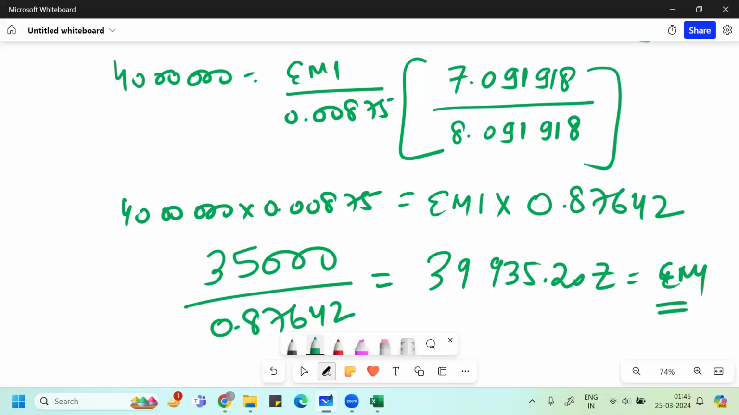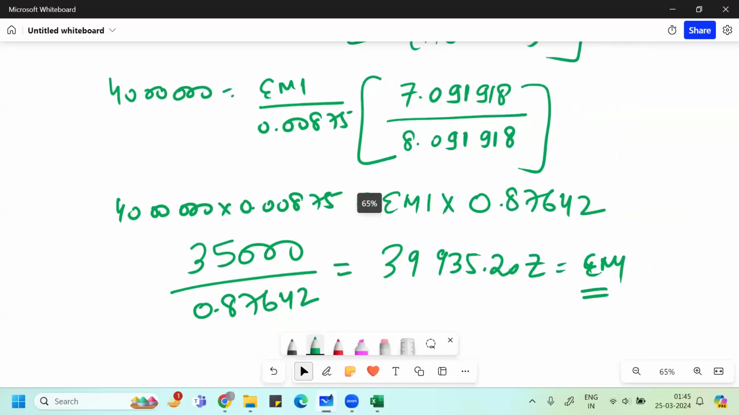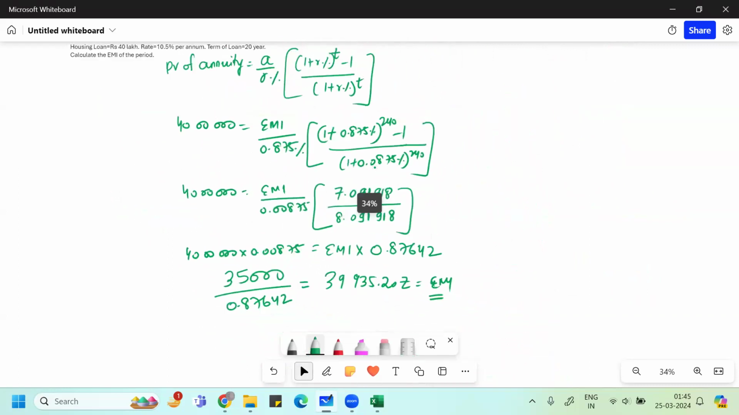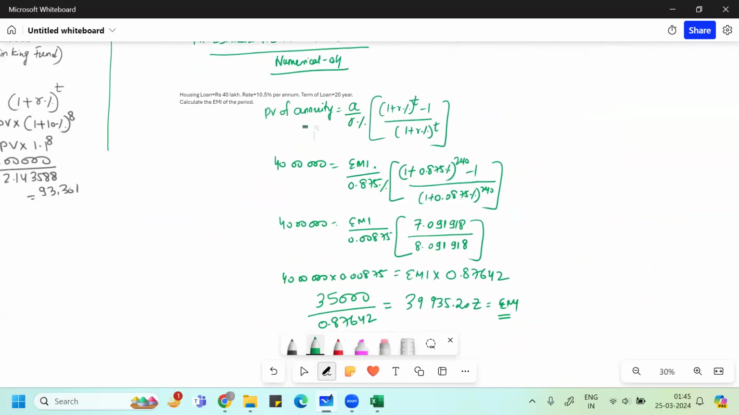So guys, either you can use Excel or you can do the same question using the present value of annuity. These are the steps you can notice, and this is how to do it. It's all up to you how you understand and follow that way of getting the answer.